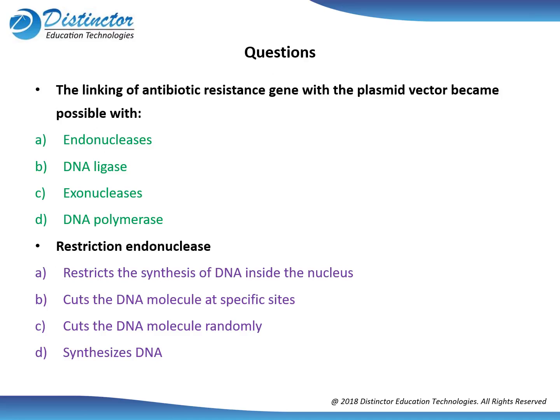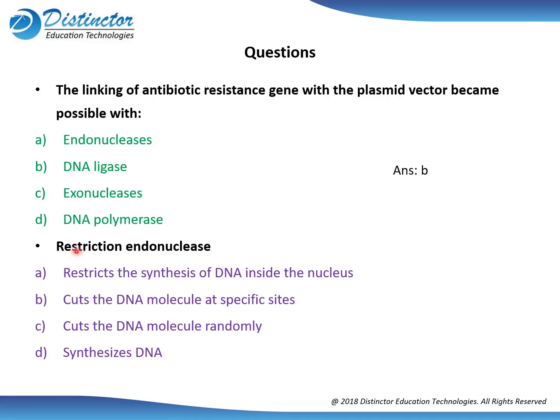So coming to the question part: the linking of an antibiotic resistant gene with the plasmid vector becomes possible with the help of dash: endonuclease, DNA ligase, exonuclease or DNA polymerase. You just kindly pause for a minute, think, and then resume the video. So the answer will be B, DNA ligase.